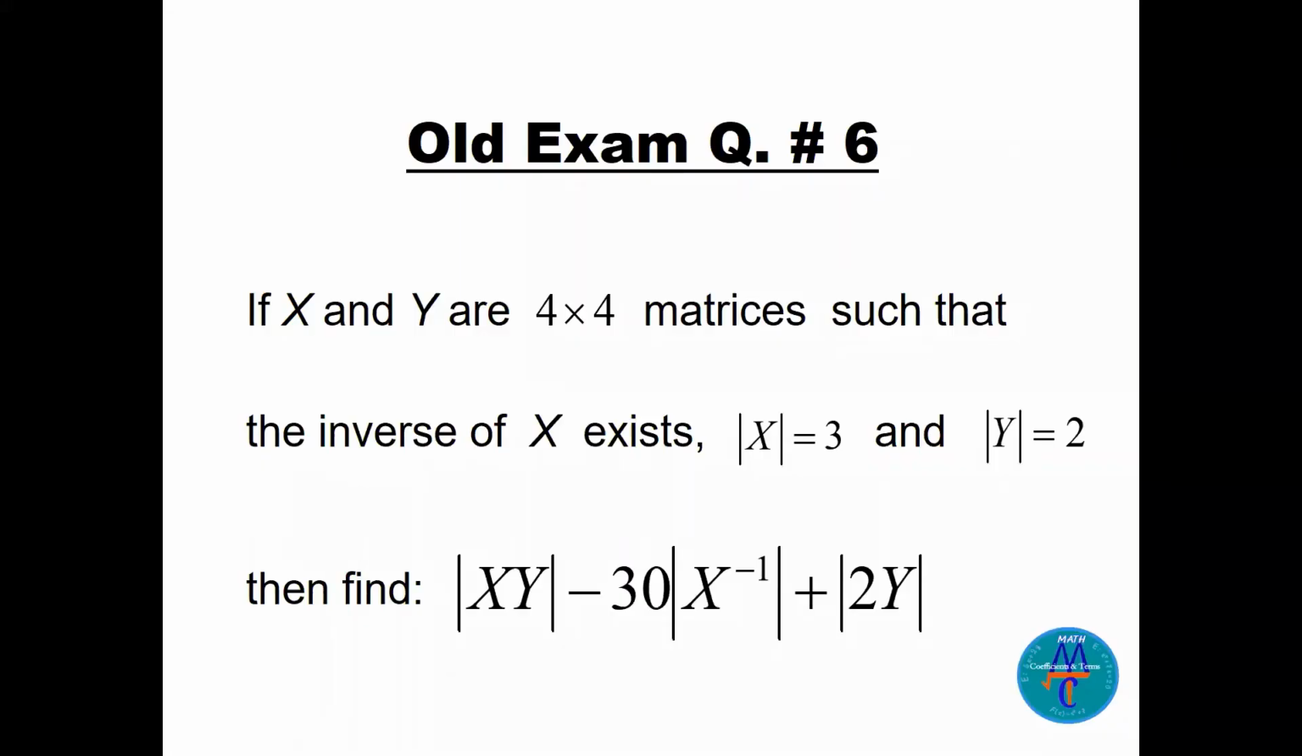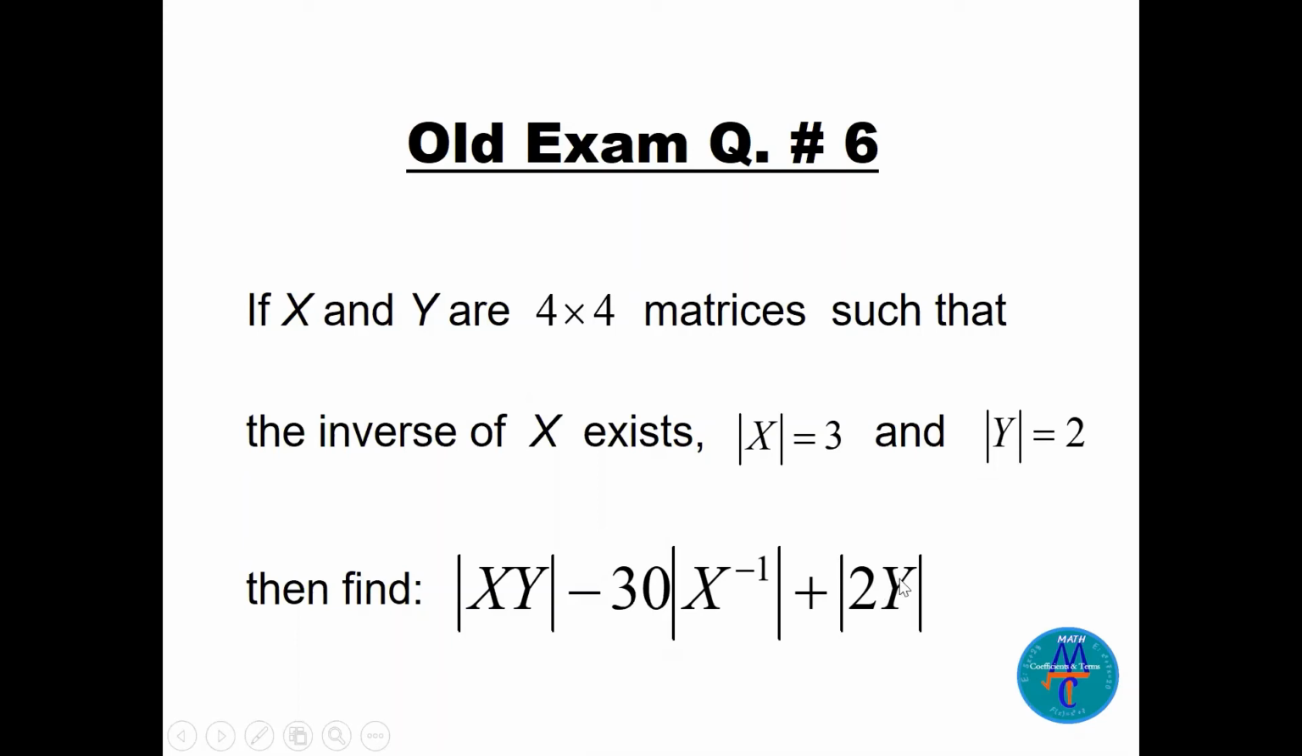Now, question number 6 says, if X and Y are 4 by 4 matrices such that the inverse of X exists, the determinant of X is 3 and the determinant of Y is 2, let's find the value of the determinant of XY minus 30 determinant of X inverse plus the determinant of 2Y.